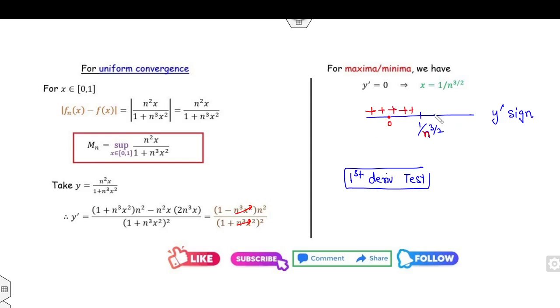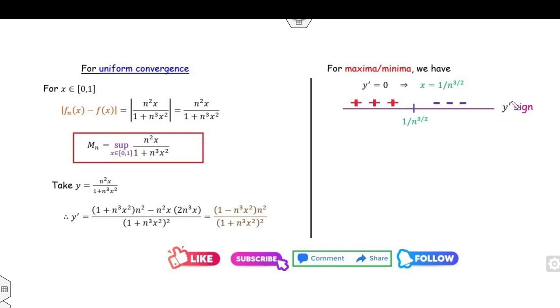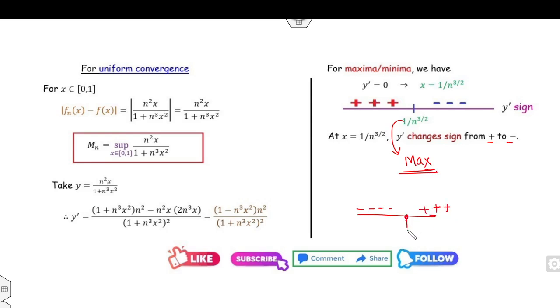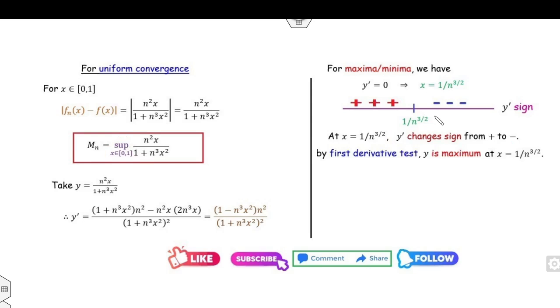Fine. And if x is some other value which is greater than something, then this expression is negative. So this part is negative. This is the sign of y dash. Now once it changes the sign from positive to negative, that means this point is the point of the maximum. On the other hand, if the point changes the sign from negative to positive, then that point is called the minimum point.